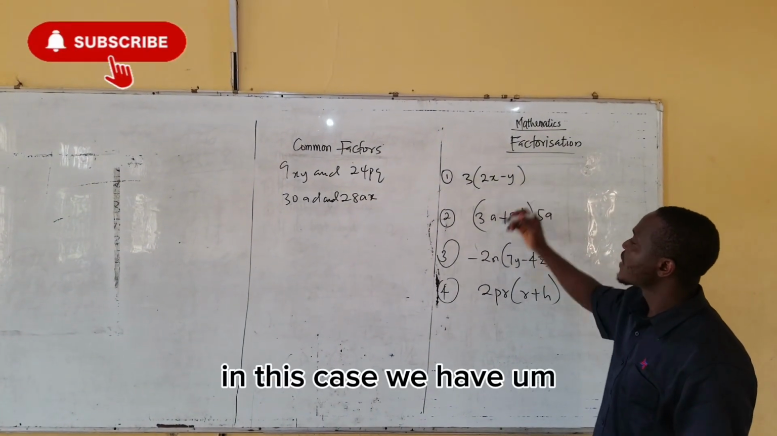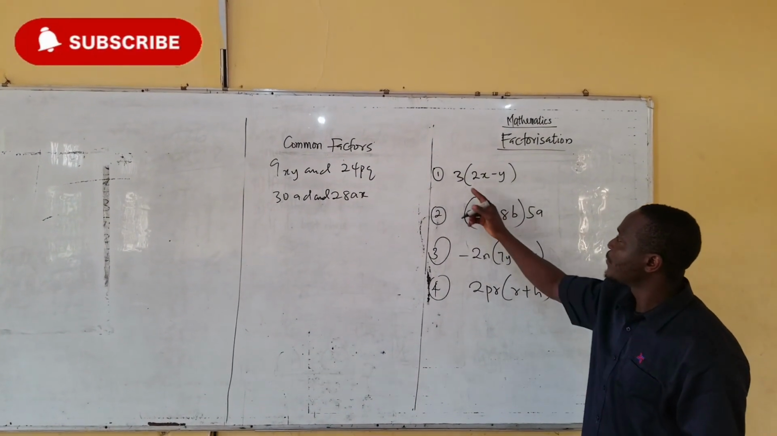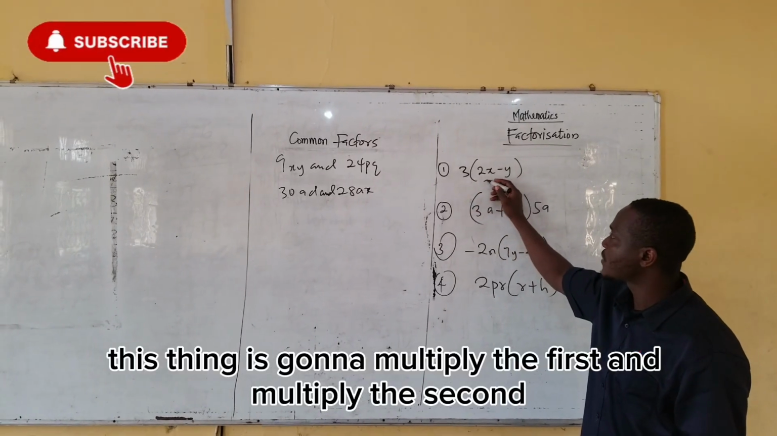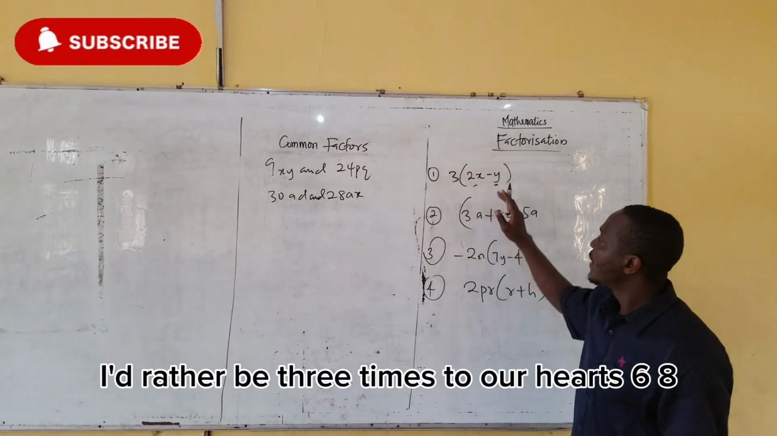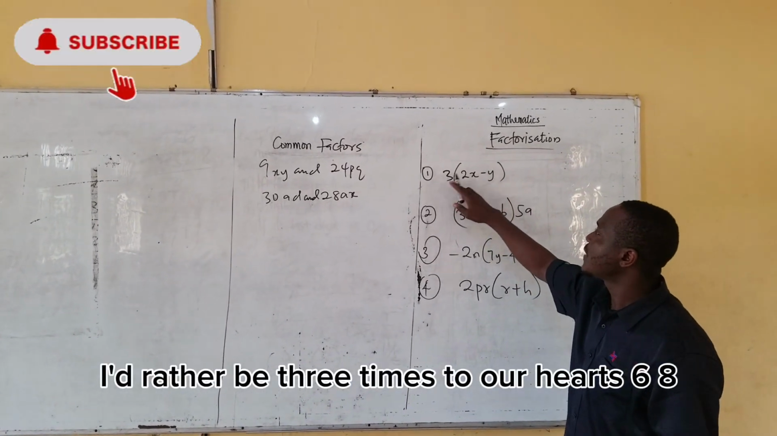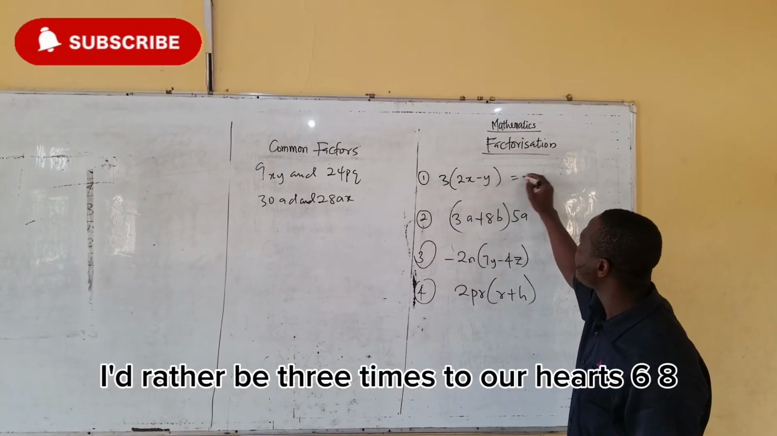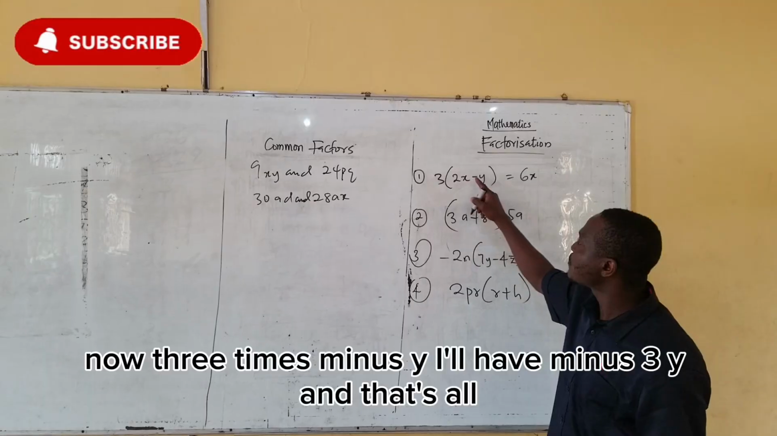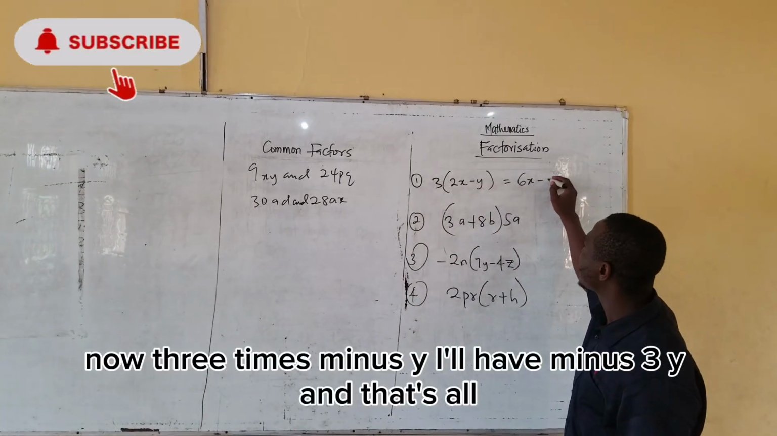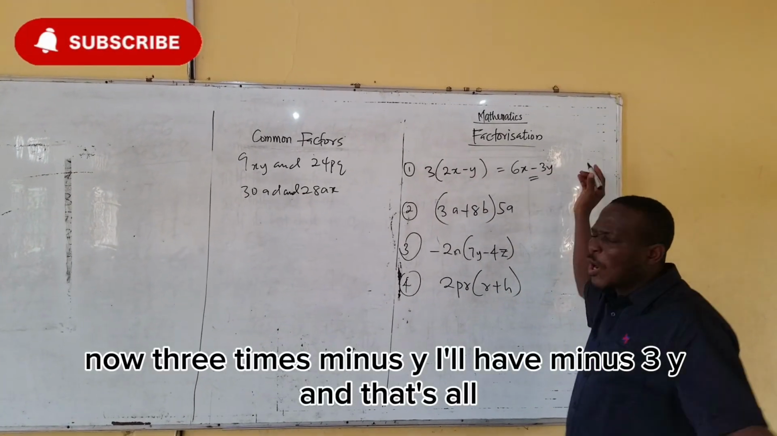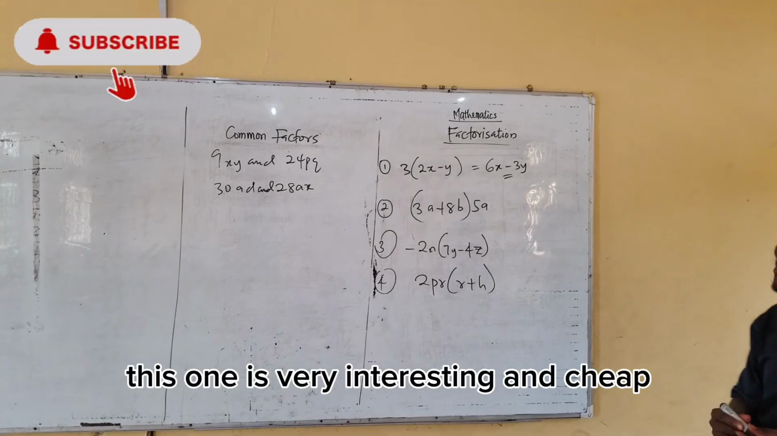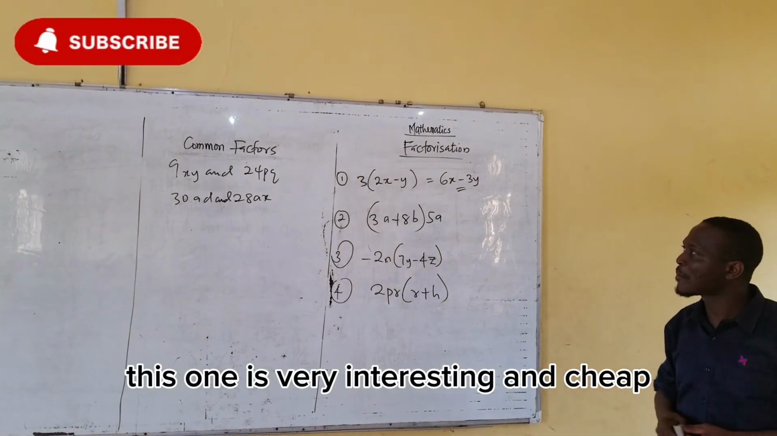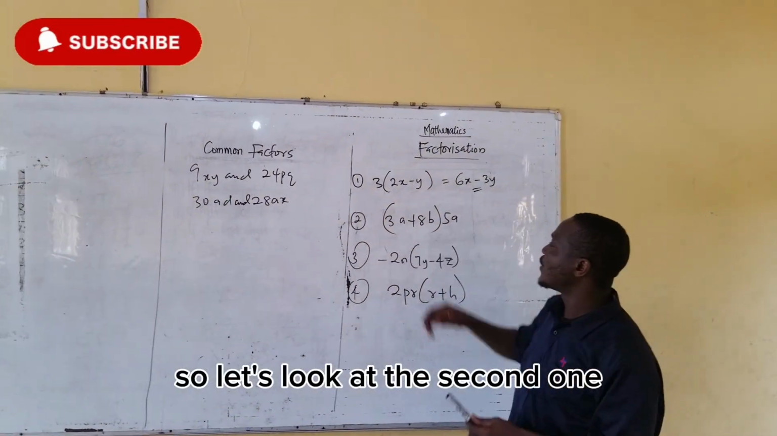In this case, we have this 3 is going to multiply the first and multiply the second. And that's going to be 3 times 2, I will have 6x. Now 3 times minus y, I will have minus 3y. And that's all. This one is very interesting and cheap. So let's look at the second one.